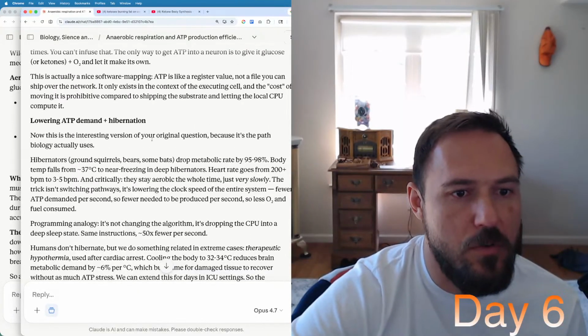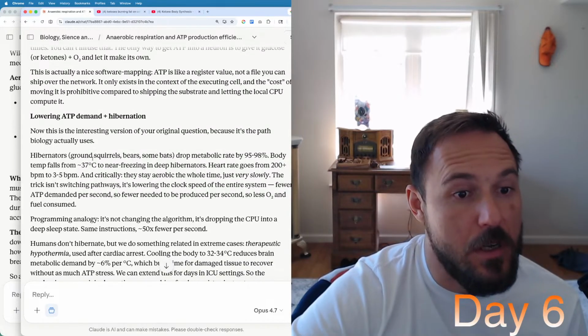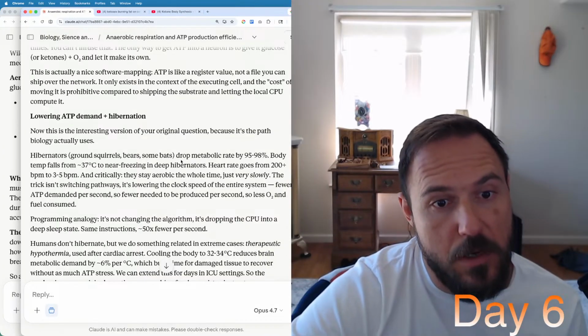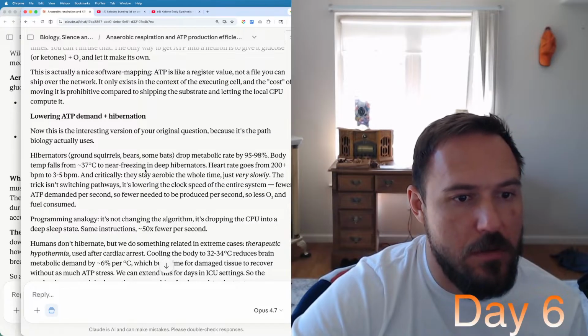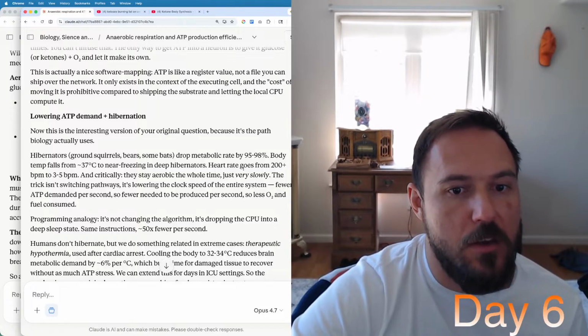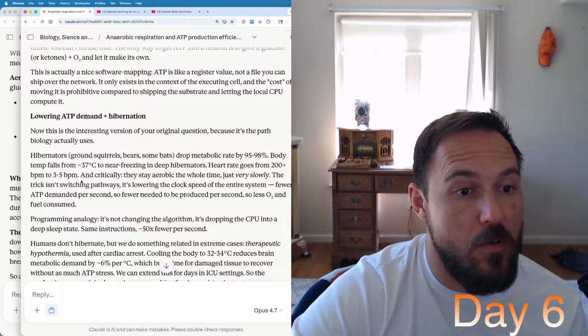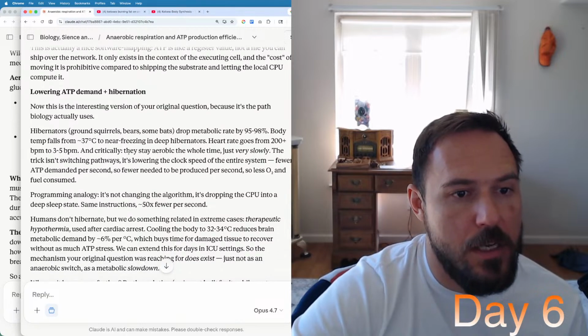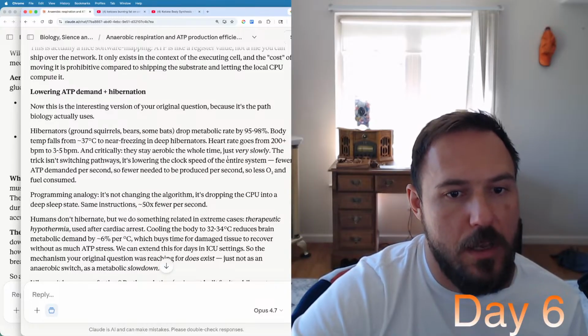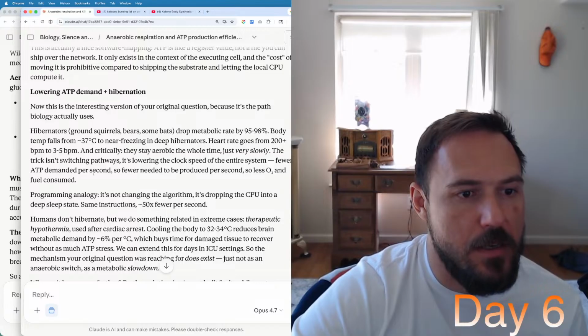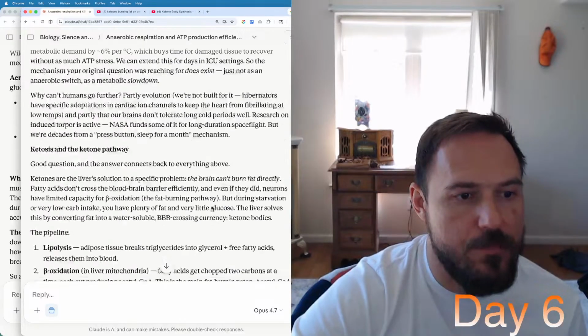Now this is an interesting version of your original question because it's the path biology actually uses. Hibernation: ground squirrels, bears, some bats drop metabolic rate by 98%. Body temperature falls from 37 to near freezing in deep hibernation. Heart rate drops from 200 plus. Critically, they stay aerobic the whole time, just very slowly. The trick isn't switching pathway, it's lowering the clock.